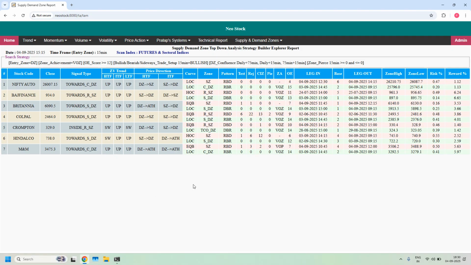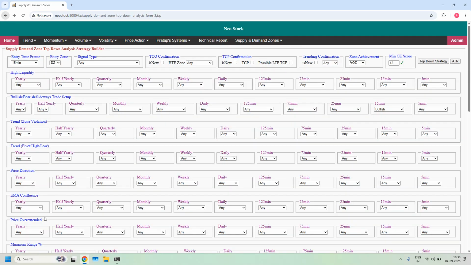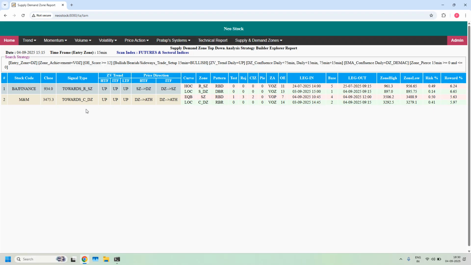In all the 7 stocks, the 15 minutes demand zones are overlapped with 75 minutes demand zone, and both together again overlapped with daily demand zone. And daily trend is uptrend in 1, 2, 3, 4, 5 stocks out of 7. Let's verify in those 5 any daily demand zones are having daily EMA confluence. Daily demand zone with daily EMA. At the same time, trend on the daily should not be sideways, and it should be uptrend because bullish trade setup. So 2 stocks are filtered.